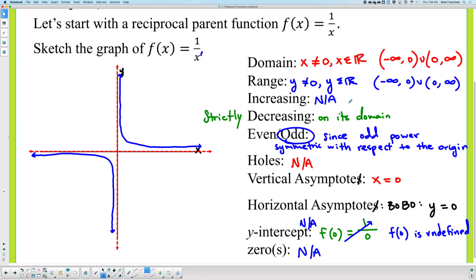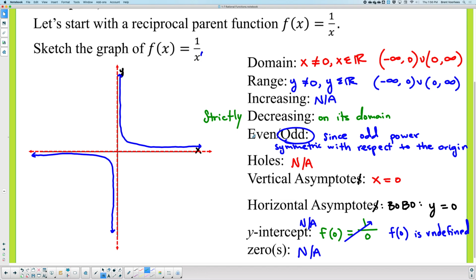So you could copy down that domain again. I'm just going to say it's strictly decreasing on its domain. So that's the gist of the parent function.